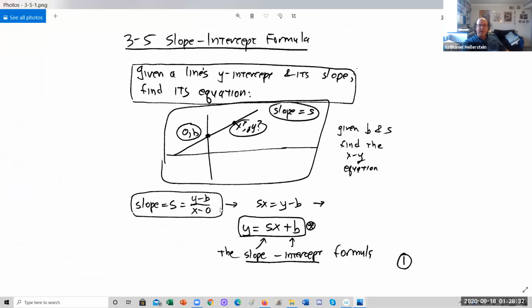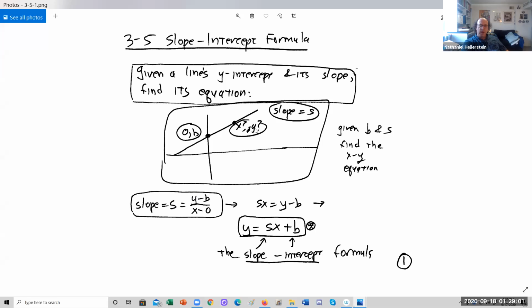It's about the slope-intercept formula. Given a line with a given intercept, 0 by b, and a given slope, s, what's an equation for a point x by y on the line? Given b and s, where s is the slope and b is the y-intercept, find the xy equation. Well, we already have an equation. Slope equals s.